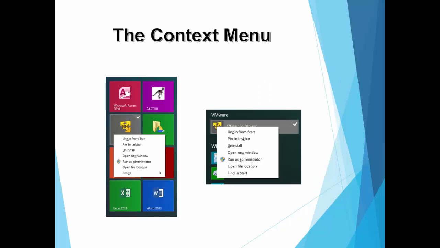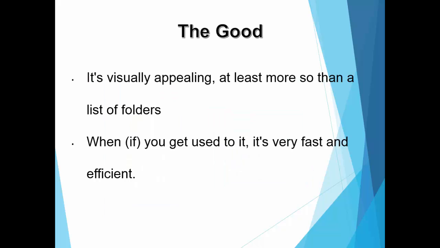The context menu remains intact for the Start menu. This is how you add things from the Apps menu to the Start menu, or remove them. You also have the option of uninstalling and various other things.